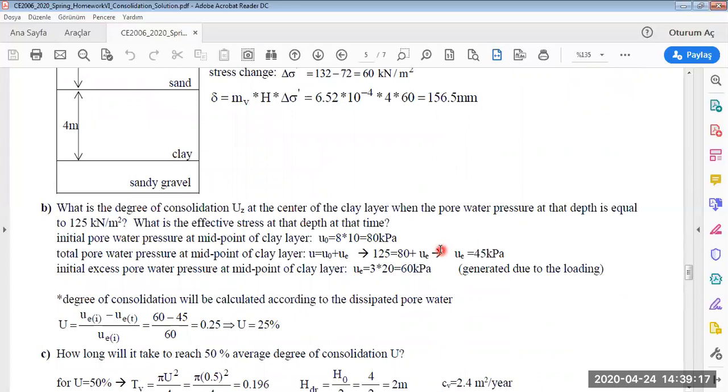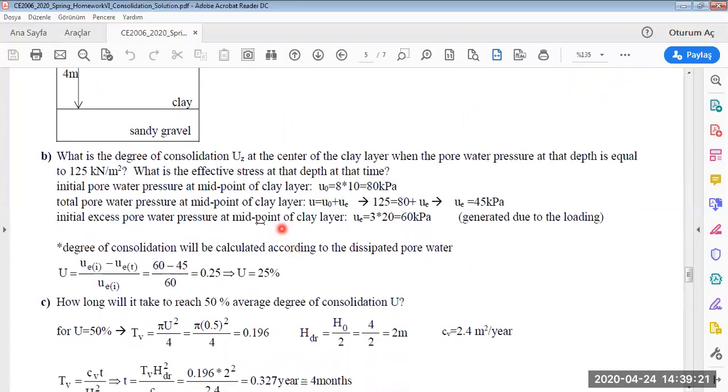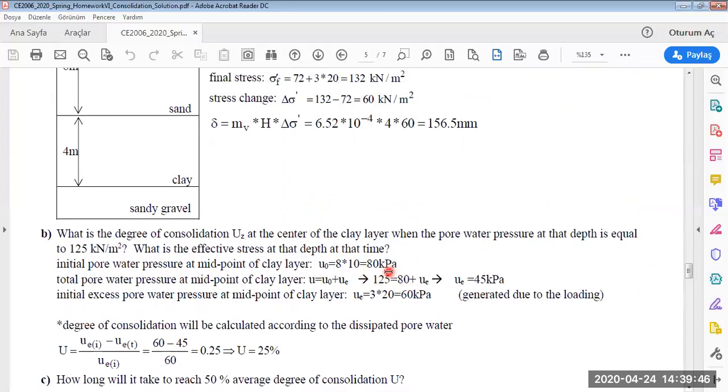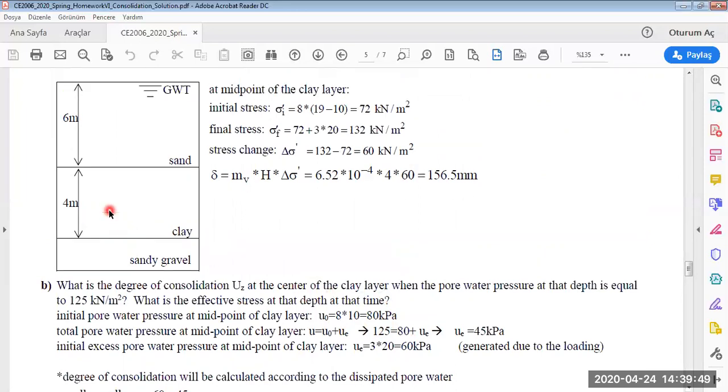And here, another question. What is the degree of consolidation U at the center of the clay layer when the pore water pressure at that depth is equal to this, and what's the effective stress at that depth at that time? Again, the initial pore water pressure at the midpoint of the clay layer is here, 80 kilopascal. How do we calculate it?